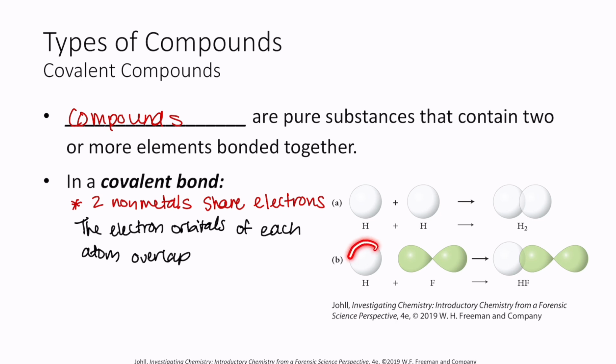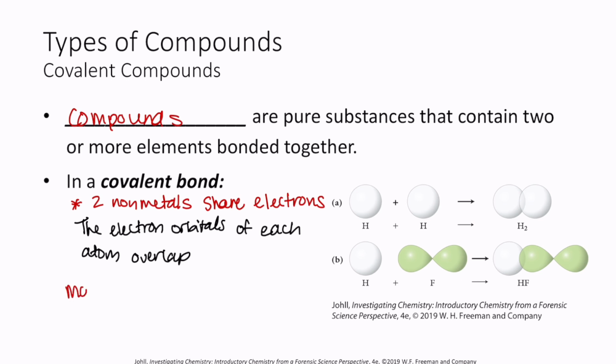In this next example, we have hydrogen and fluorine. So this would be a 2p orbital of fluorine. This is the 1s orbital of hydrogen. They overlap, and we have our electrons in there that are being shared between the two atoms. So the big thing with a covalent compound is these are compounds that are held together by sharing of electrons.